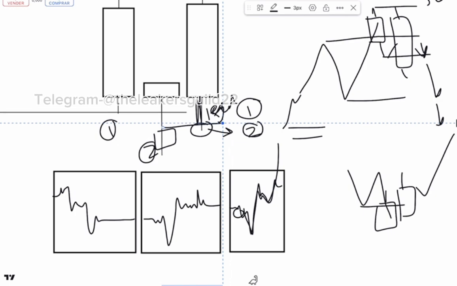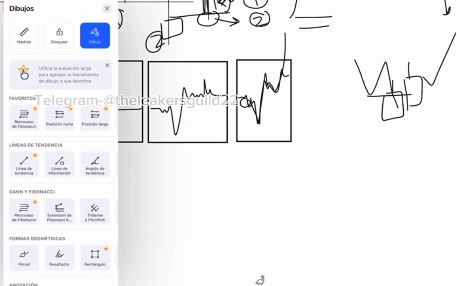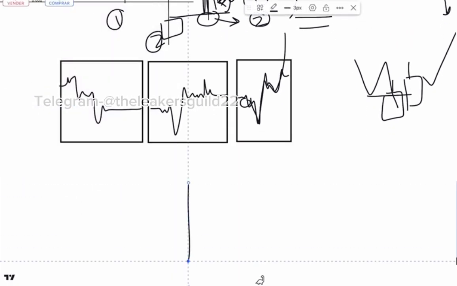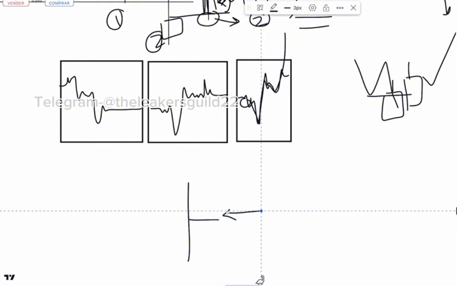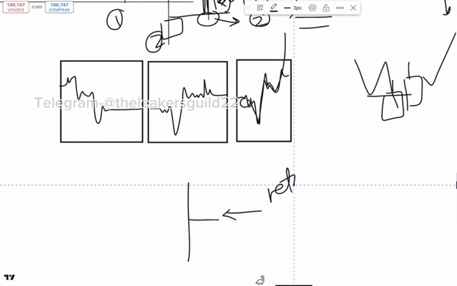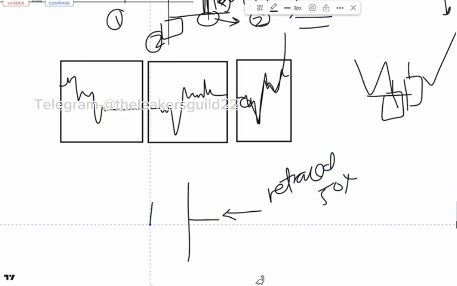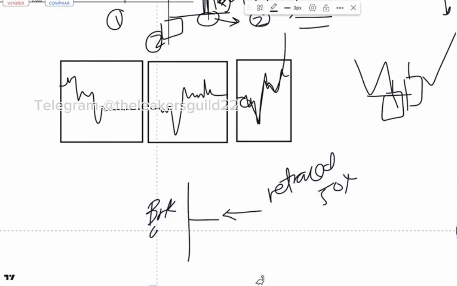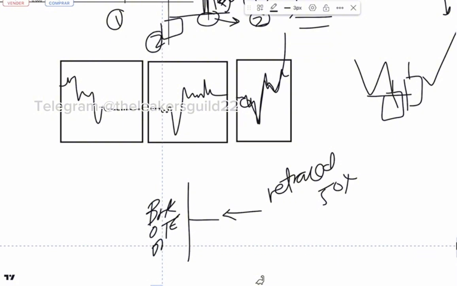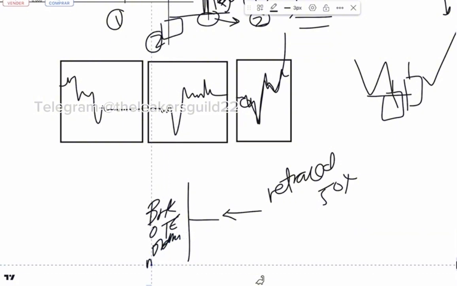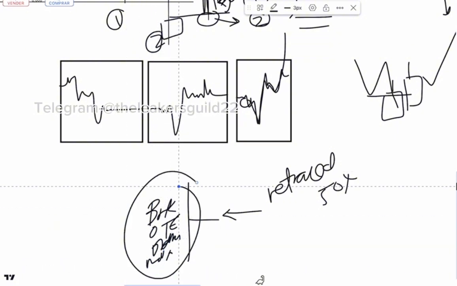As I've said before, if there's a long wick in a candle, then expect at least 50% to be retraced to. And in the 50% of that wick, you'll see a breaker, OTE, or an order block. Right, model number 1. All right?